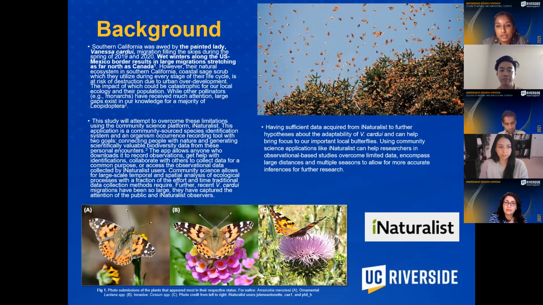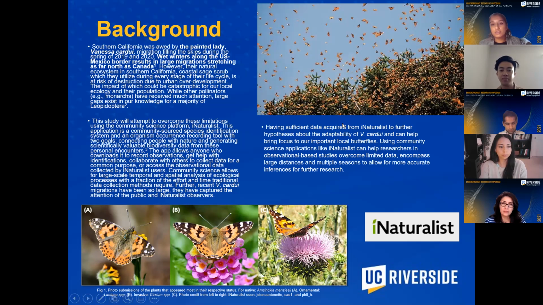Community science, however, is a great resource to address this gap in research. In particular, the community science platform iNaturalist. It allows anybody with the app to upload photos of their observations, get help identifying species from scientists or naturalists, and collaborate with others to collect data. It helps observation-based studies overcome time and spatial limitations. So we used iNaturalist observations to find patterns in the painted lady butterfly nectaring behavior across time and space.